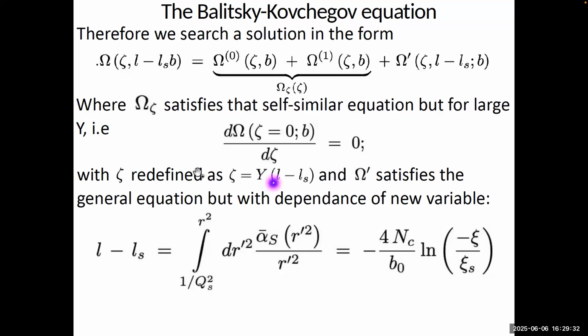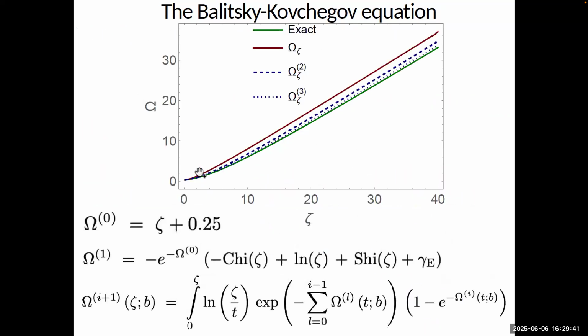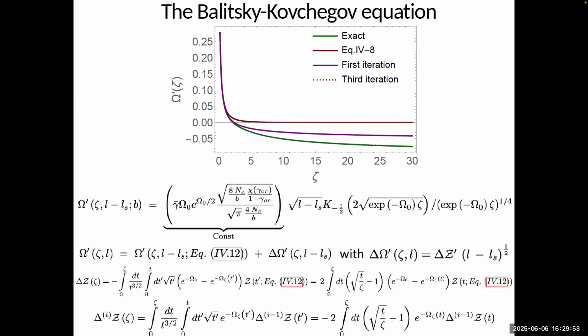We also define this new variable, zeta times L minus Ls, which is this formula. And this is the result for omega zeta. We see that after many iterations, it will be equal to the exact solution, so it is right. Now for omega prime, we also found that after many iterations, it reproduced the exact solution.